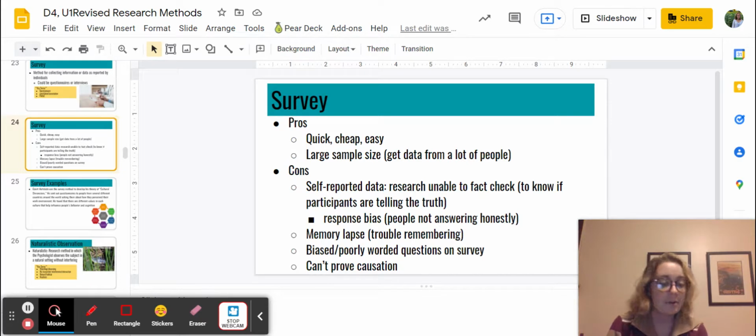But the issue, like we said before, with introspection and self-report data, is that you can't fact check it. How do you know that they're telling the truth? Things are subjective. There might be response bias in which you're not answering honestly. Memory lapse, right? Maybe you just didn't remember accurately. Sometimes you can have biased questions that might cause you to answer a certain way, where you're not really giving the right answer because it was just worded weirdly. And as always, any correlational method doesn't prove causation.